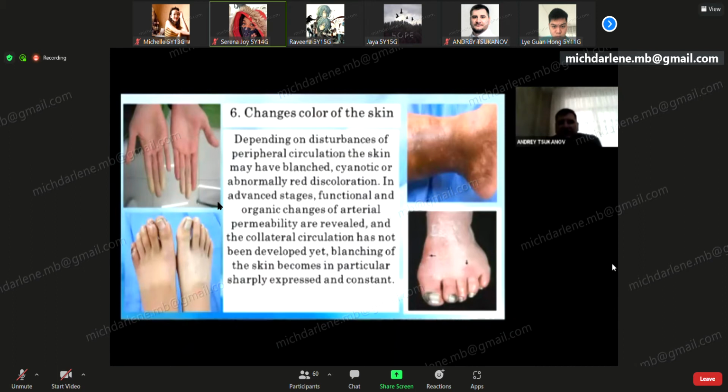Changes of color of the skin. Depending on the disturbances of the peripheral circulation, the skin may have a blanched, cyanotic, or abnormally red discoloration. In the advanced stages, functional and organic changes of arterial permeability are revealed, and the collateral circulation has not been developed yet. Blanching of the skin becomes particularly sharply expressed and constant.